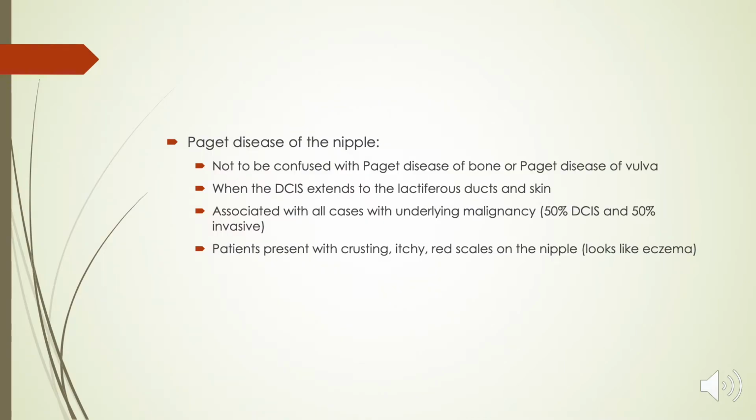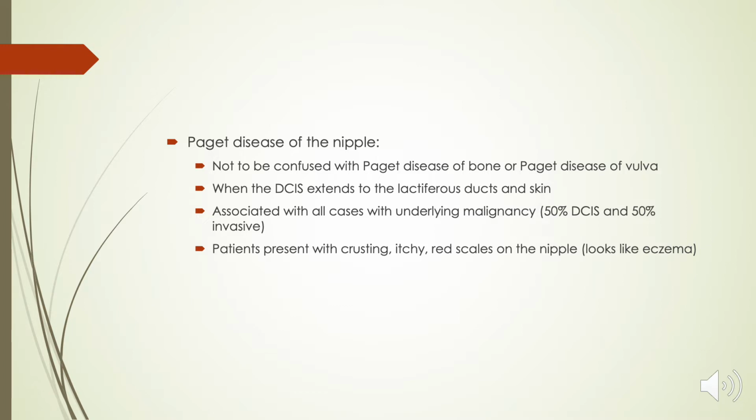A special type of DCIS is Paget disease of the nipple. Please do not confuse that with Paget disease of the bone or Paget disease of the vulva. Paget disease of the nipple happens when the ductal carcinoma in situ cells extend into the lactiferous ducts and the skin. This is associated in all cases with underlying malignancy. 50% of the time this is carcinoma in situ, and 50% of the time it's invasive. But in all cases of Paget disease of the nipple, there is associated underlying malignancy, which is in sharp contrast with Paget disease of the vulva, as we will see later.